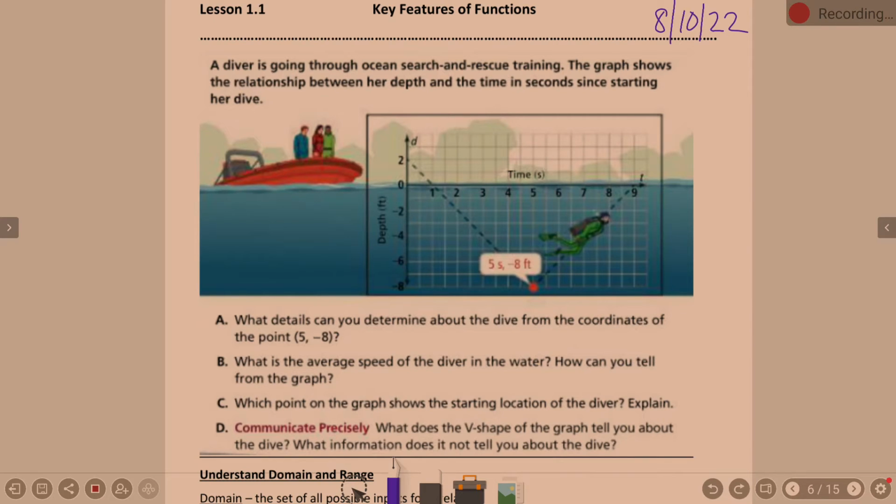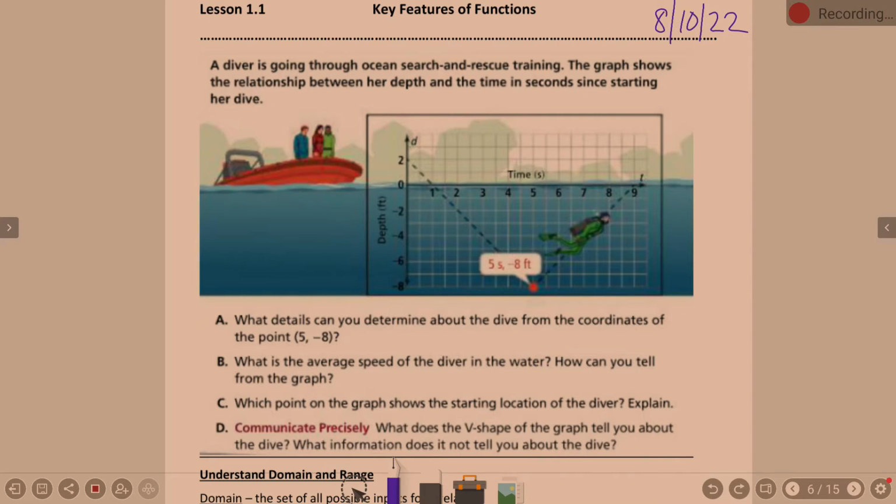A diver is going through ocean search and rescue training. The graph shows the relationship between her depth and the time in seconds since starting her dive. My graph's a little blurry, but it's in color. Yours is copying a little dark, so it's a little hard to see in some pieces, isn't it? So kind of work between the two. Sorry, not the best to get us started. There are some questions, and I don't necessarily know how much of these answers I'm going to write down here, but feel free to write down what you want.